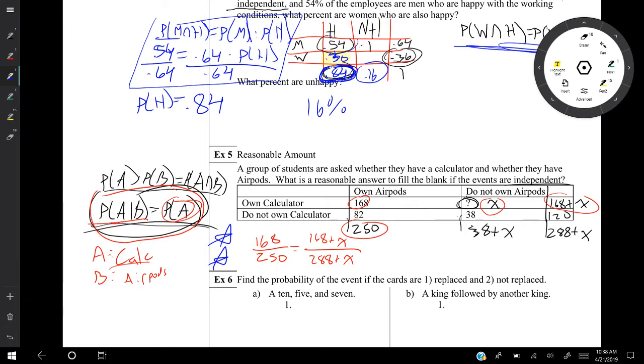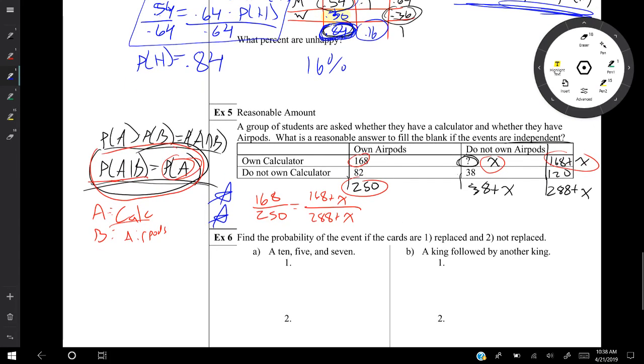It feels strange. You're like, man, am I doing this right? Yes. Trust the table. I'm just using the table. I chose these events at random and I'm like, all right, tell me what to do, table. Given AirPods, what's the probability of a calculator? 168 of the 250. Okay, how about just owning a calculator? Well, what's the total number of people? 288 plus X. How many people own a calculator? 168 plus X. I'm just trusting the table. We did the table right, okay? So how do we solve this?